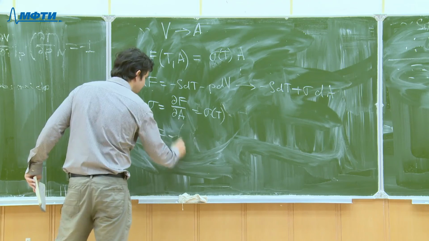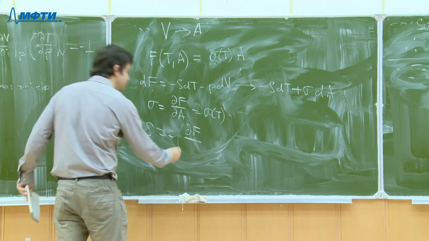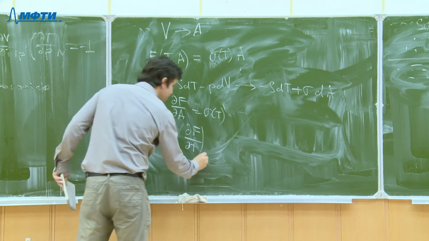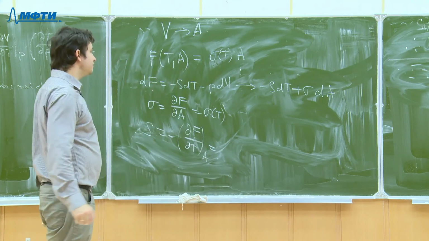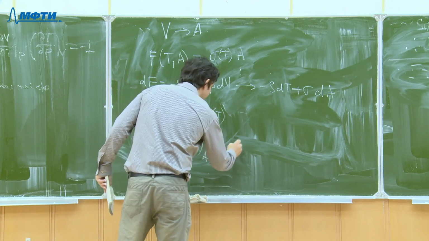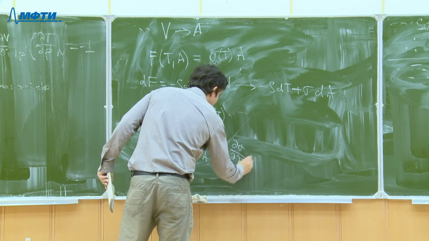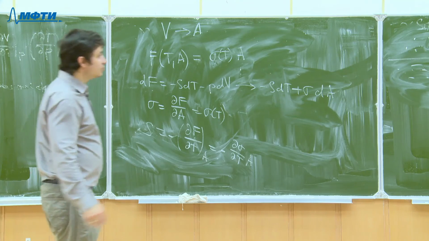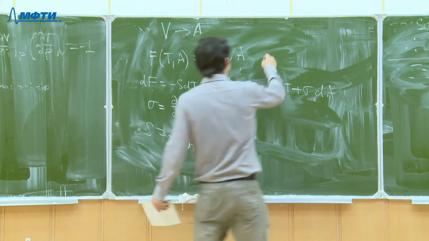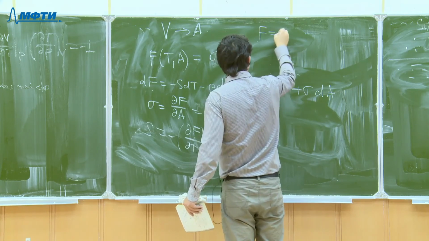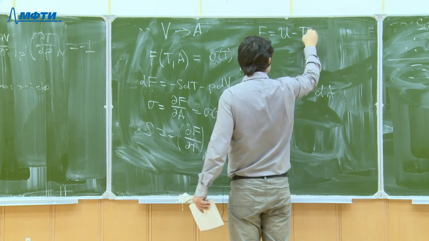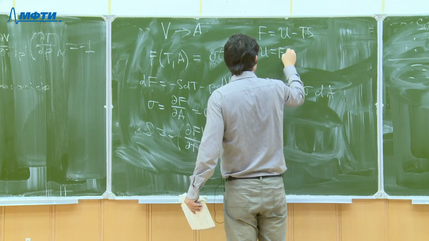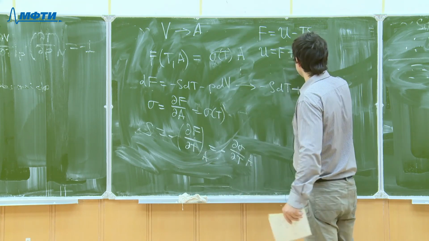The entropy is minus dF over dt at a constant area. So that gives me minus d sigma over dt multiplied by area. So that's the entropy. And now, as I know the entropy and the free energy, I can determine the internal energy of the surface. So from this equation, F is U minus Ts, which means that internal energy goes the other way: this is F plus Ts.